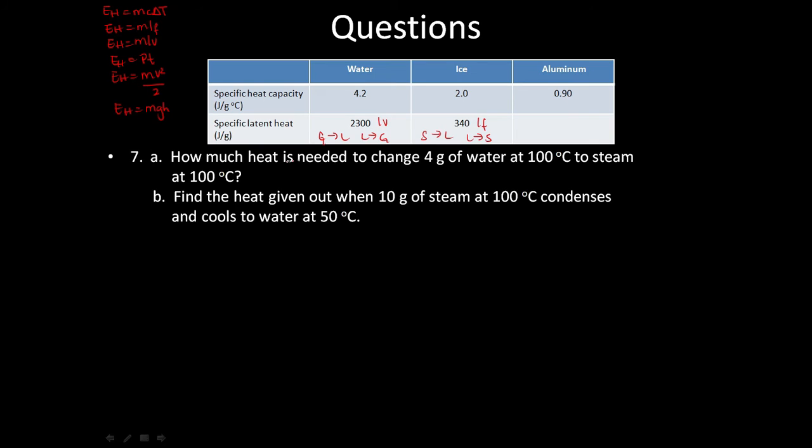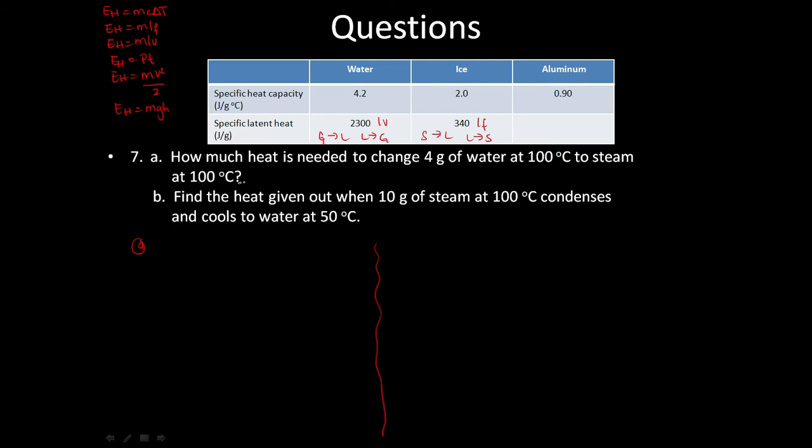How much heat is needed to change 4 grams of water at 100 degrees Celsius to steam at 100 degrees Celsius? That's A. And then B, find the heat given out when 10 grams of steam at 100 degrees Celsius condenses and cools to water at 50 degrees Celsius. So these are supposed to be fun. So let's start with drawing.